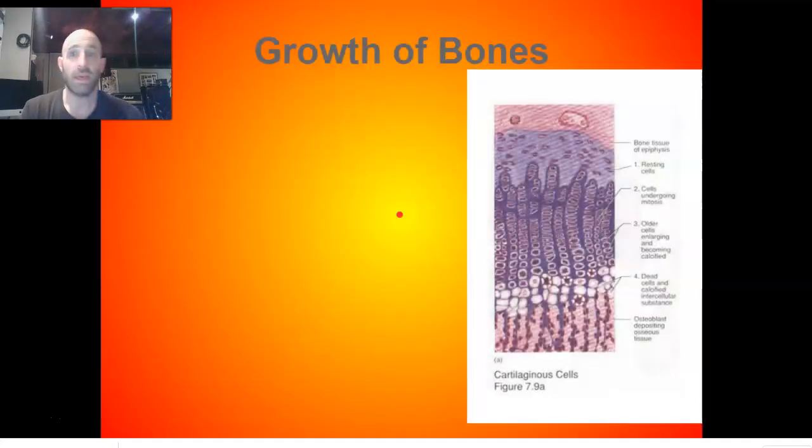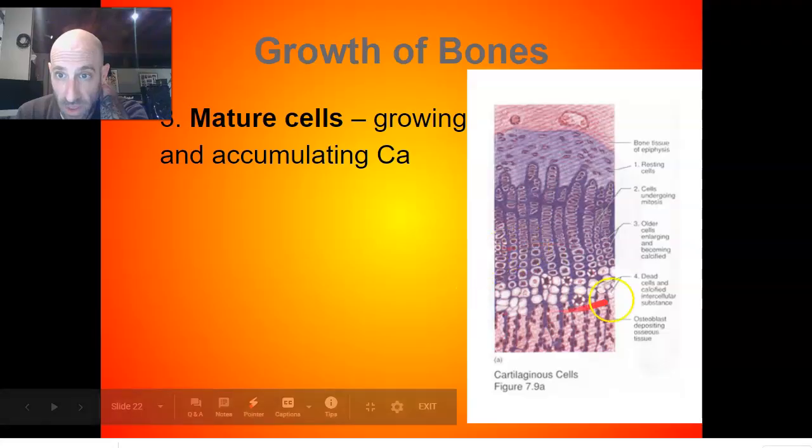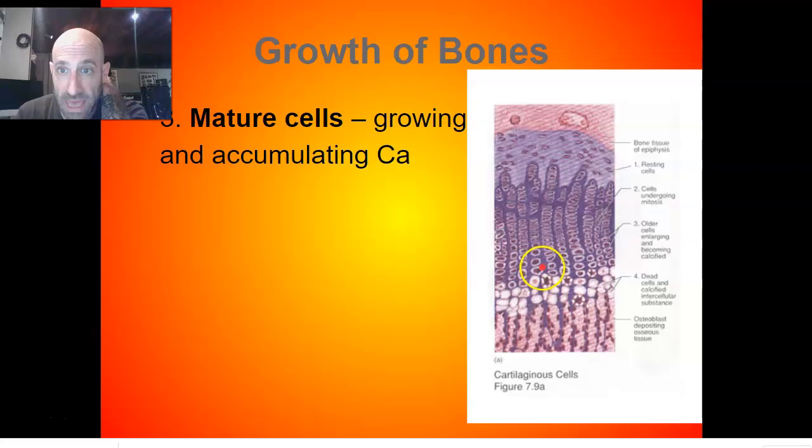Okay, the next zone is where things start to get a little weird. Okay, so let's take a look down here at this zone. If you look in this area right here, what you'll notice is, hopefully, you'll see that these cells are starting to get a little bit bigger. So here they're packed in tight, but down here they get a little bit bigger. And they also are getting a little bit more spread out. You'll notice there's more matrix in between them. And this is called the zone of maturation.